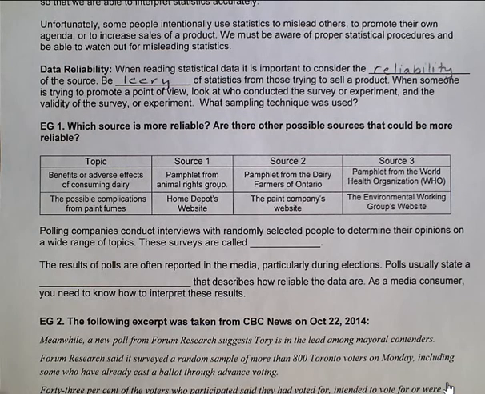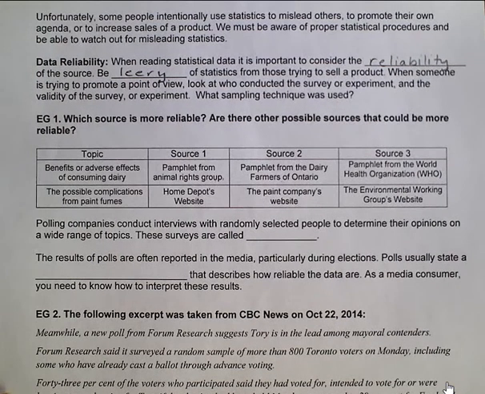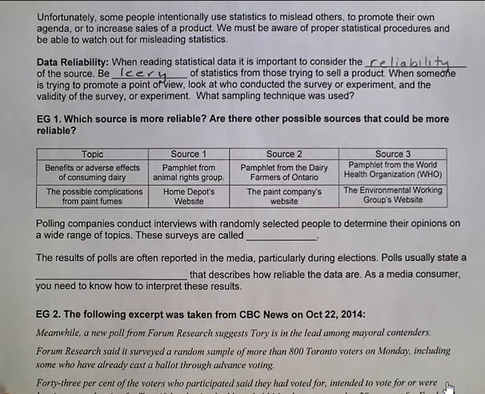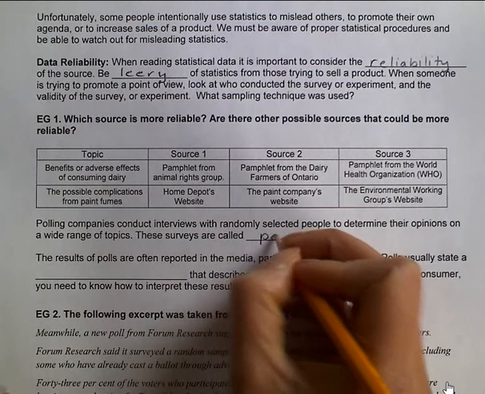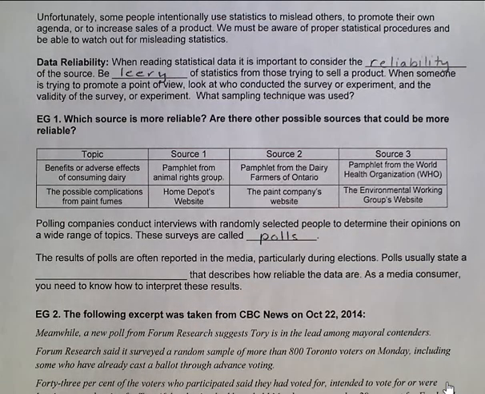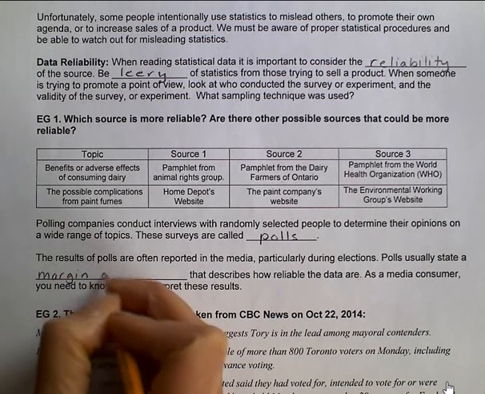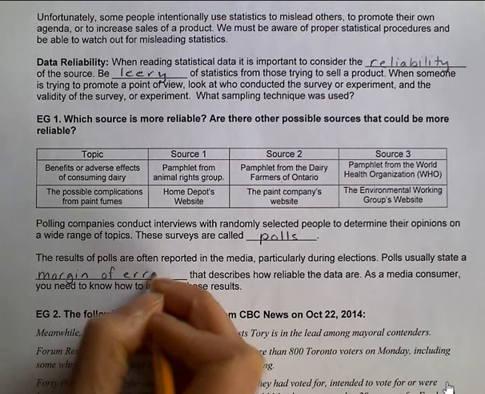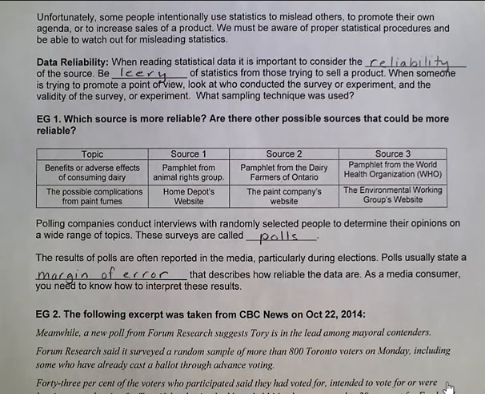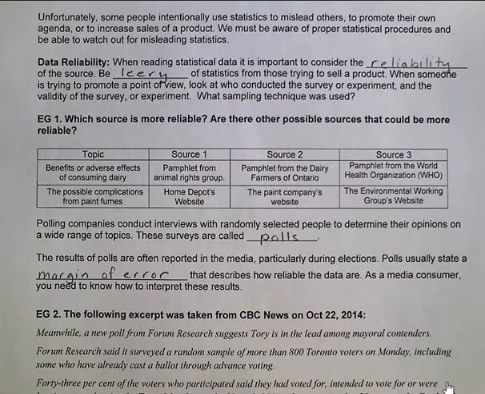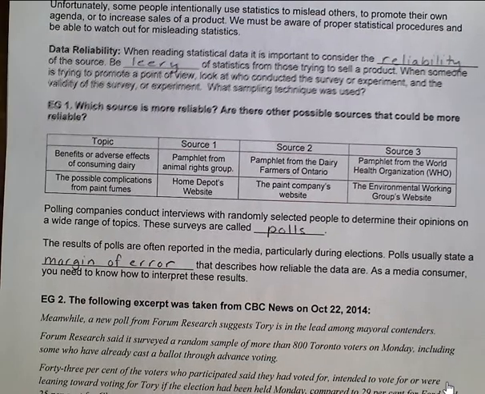Polling companies conduct interviews with randomly selected people to determine their opinions on a wide range of topics. These kinds of surveys are called polls. The results of polls are often reported in the media, particularly during elections. Polls usually state a margin of error that describes how reliable the data are. As a media consumer, you need to know how to interpret these results.